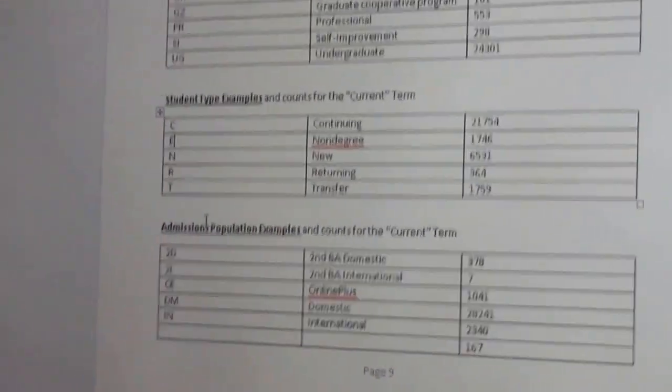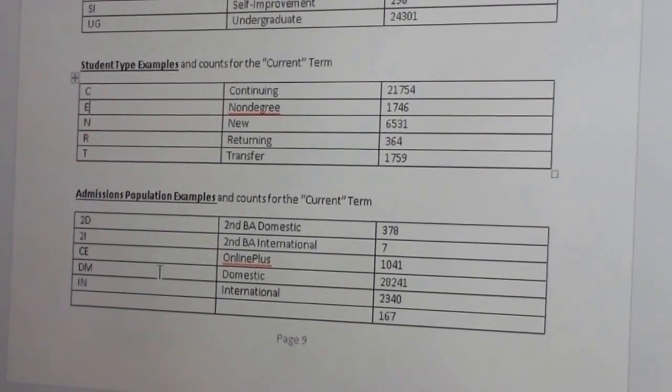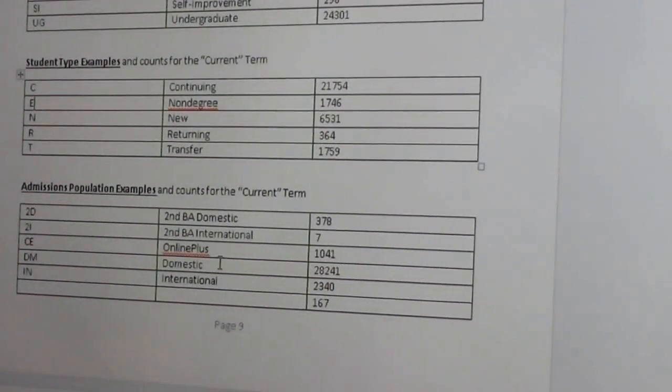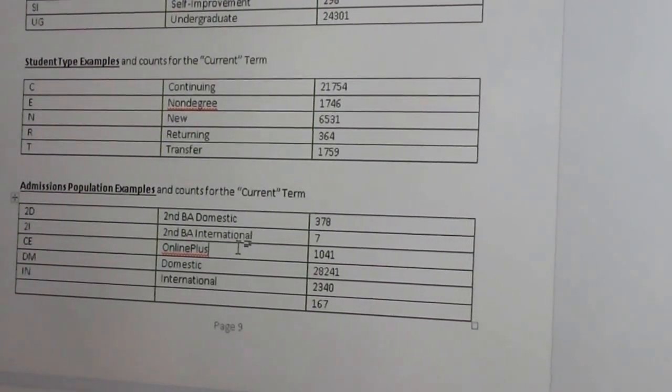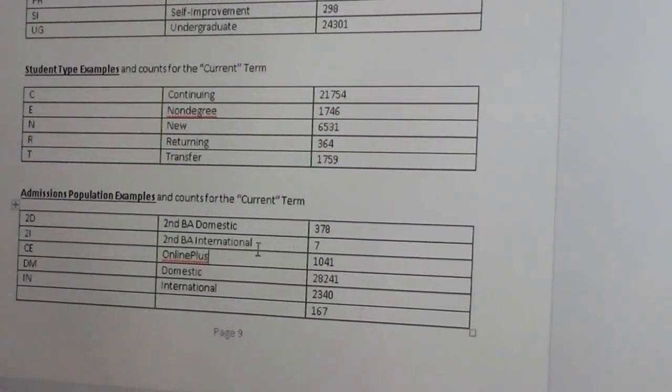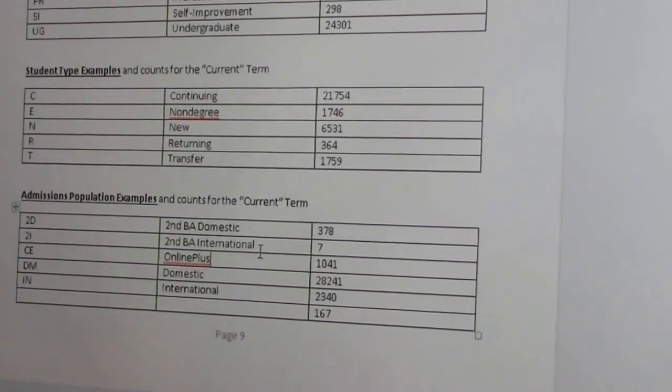And then there is an admissions population. So how did you come in here? You could have applied as a domestic or an international. You could have applied through Online Plus, or you could have applied as a second BA or second BA international.